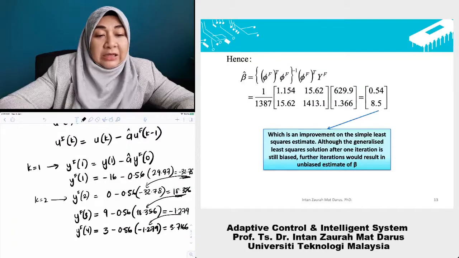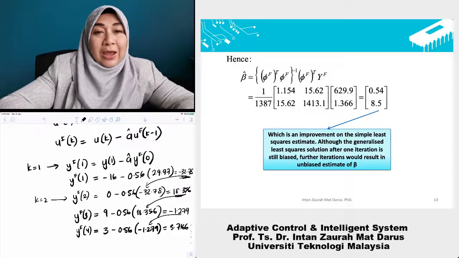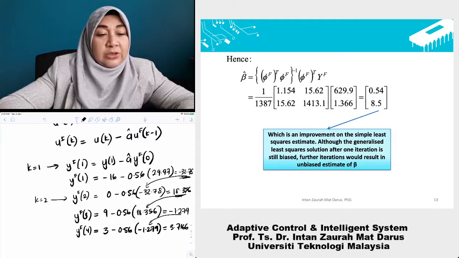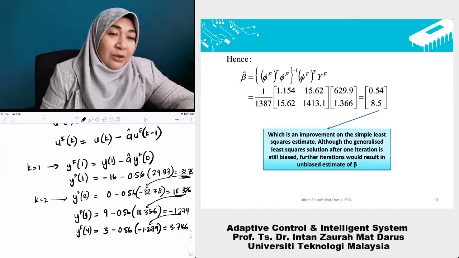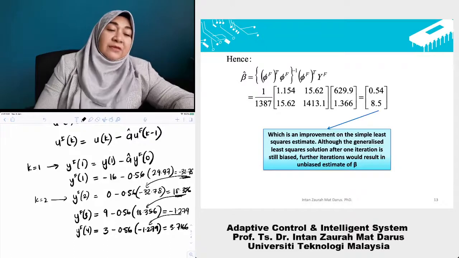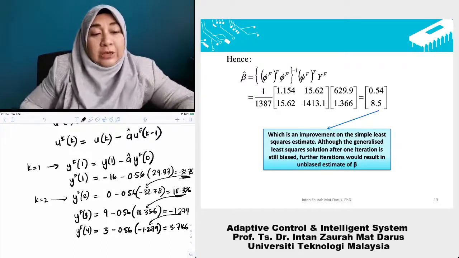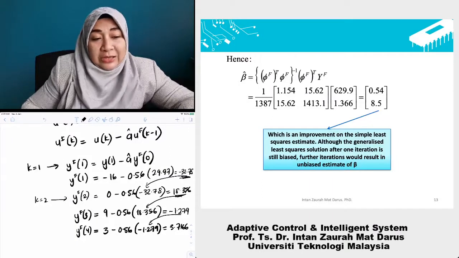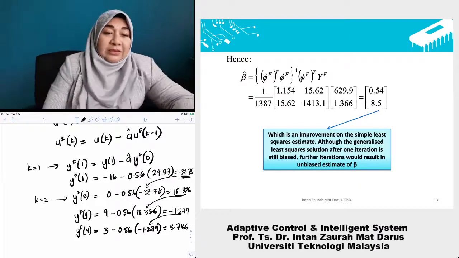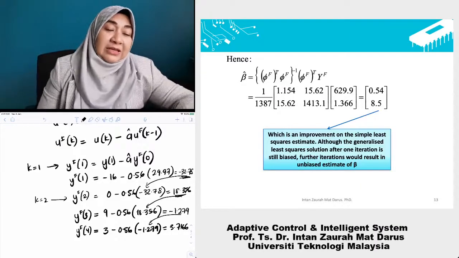And then lastly, when you multiply both of them, you're going to get your estimated parameter b, which is 0.54 and 8.5. You see that these values have improved from the previous values. How do I know it's improved? You can know by calculating the error of the system: from the predicted output, you calculate the error, and then you get to know that these values are much better than the previous estimation.